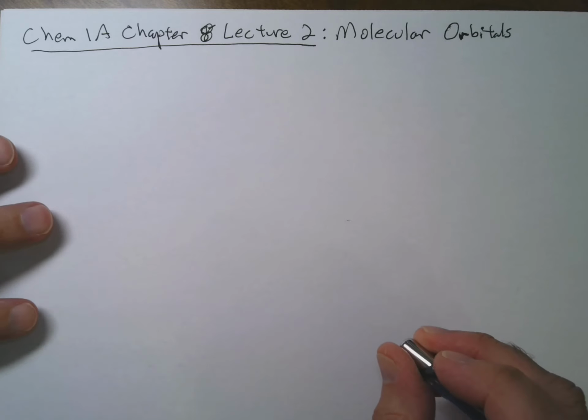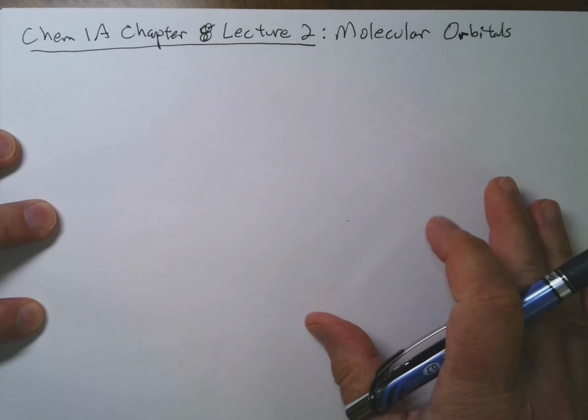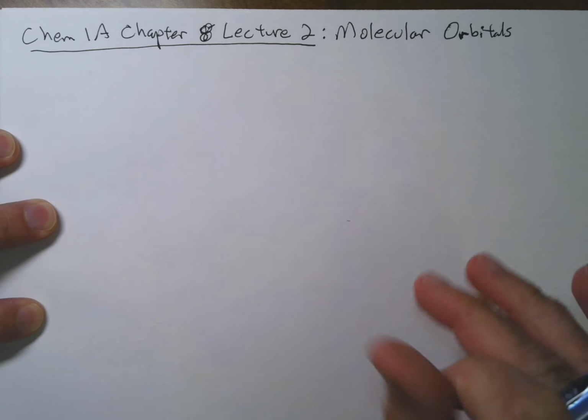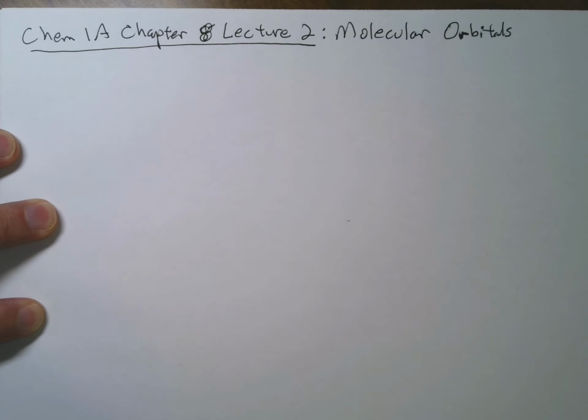Now, what are molecular orbitals? Well, molecular orbitals are another way of recombining atomic orbitals. Last time we saw, with Valence Bond Theory, hybrid atomic orbitals, where two or more atomic orbitals on a given atom are recombined to make new hybrid atomic orbitals.